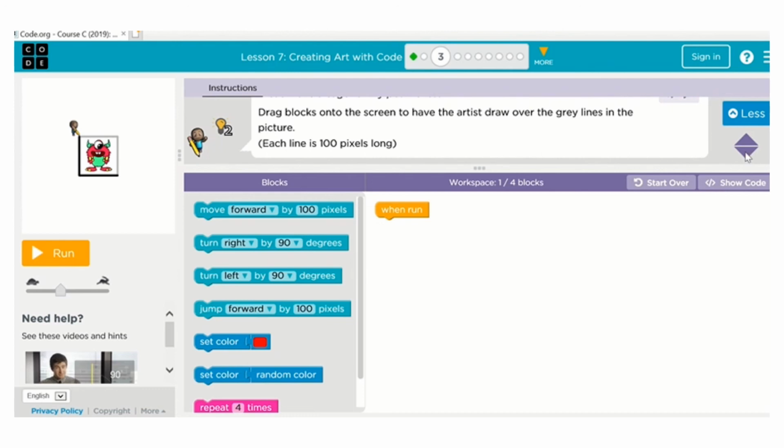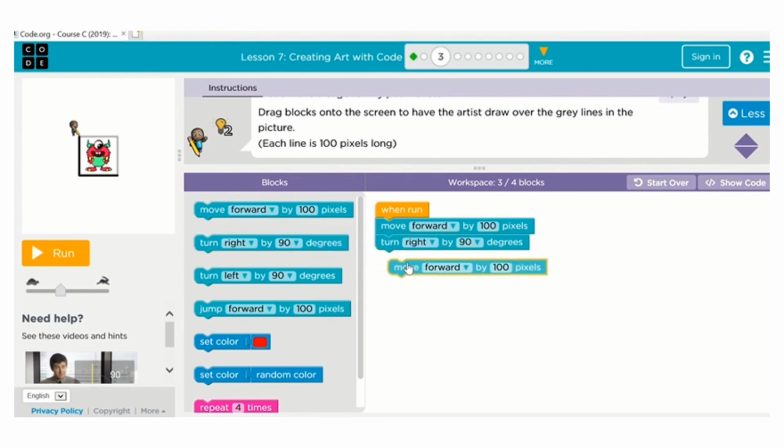Please listen to the directions as you go through because they will always tell you how long the lines are. Fourth and fifth graders don't like to do that part. And jumping is not putting down a line. You have to draw, move a line. And then I'm going to turn right. That's 3 out of 4.